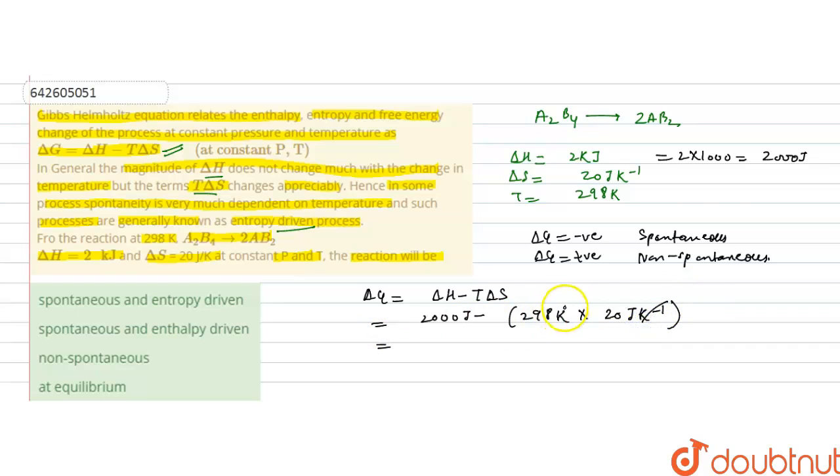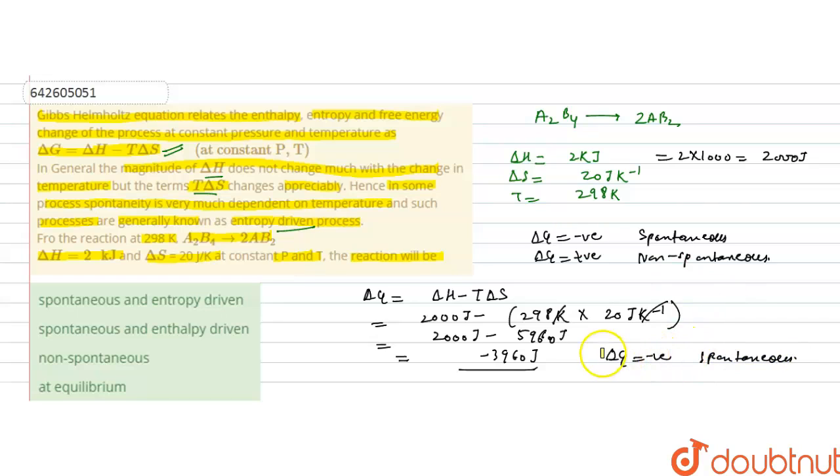2000 joules minus temperature, which is given 298 Kelvin, into entropy, which is given 20 Joule per Kelvin. So the Kelvin cancels, and this equals 2000 minus 5960. So 2000 Joule minus 5960 Joule equals minus 3960 joules. Now this process will be spontaneous as delta G is negative.